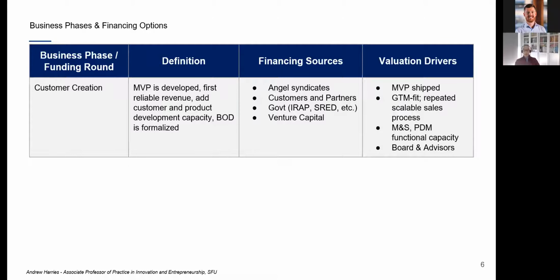So M&S here is marketing and sales, and PDM is product development management. So the key distinction between PDM and PMM is PDM works with research and development, and PMM works with marketing and sales, right?